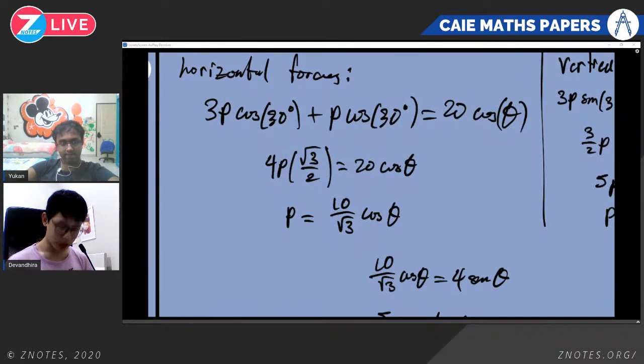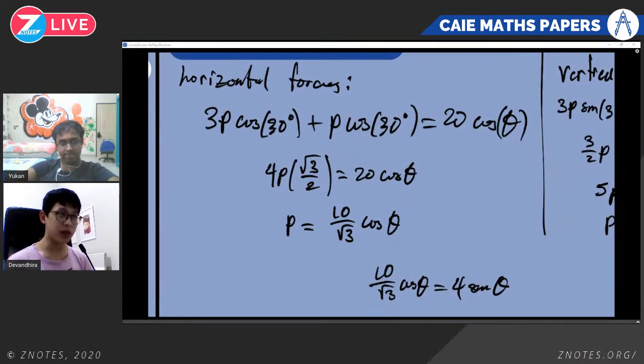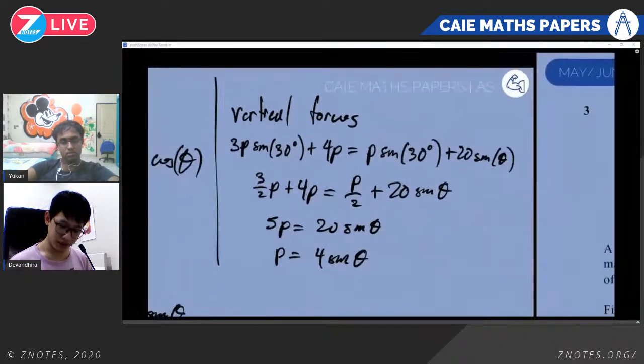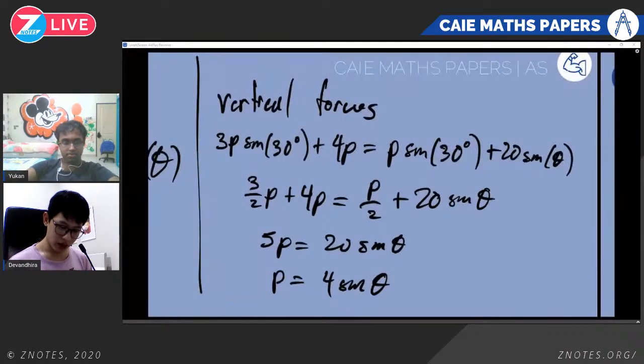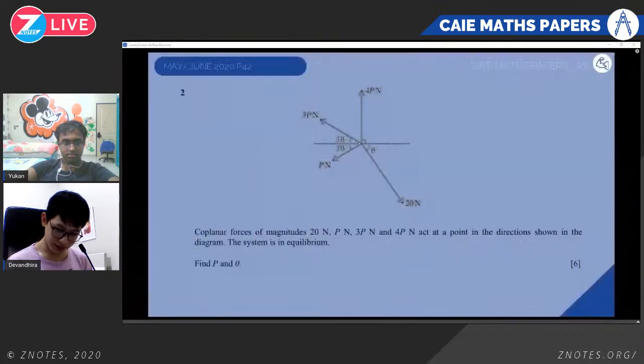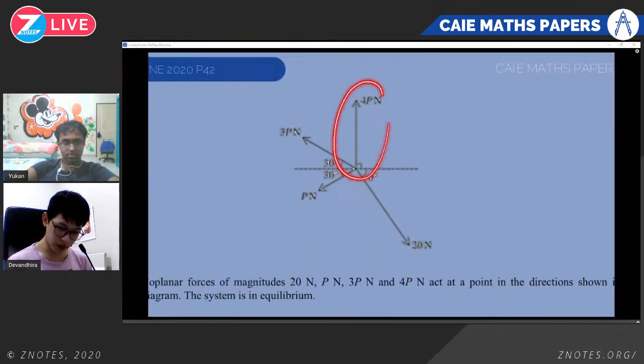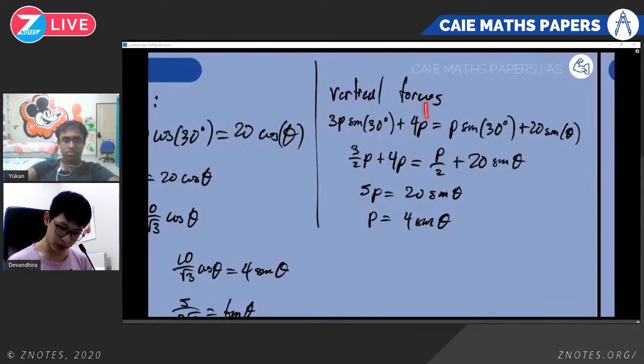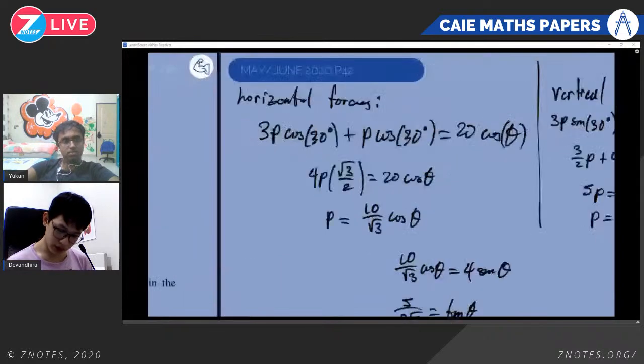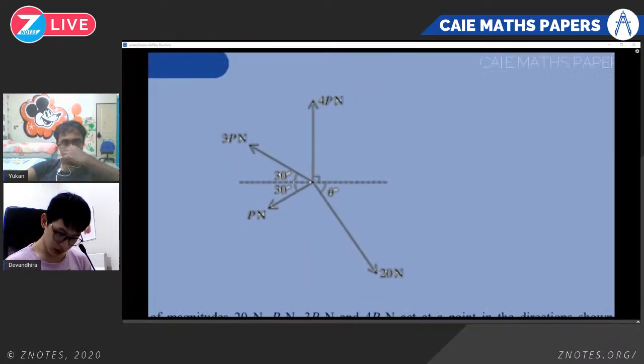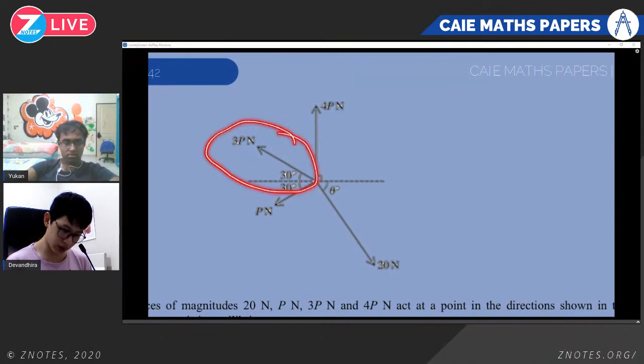I think when I first did this, I tried to make p the subject. Maybe it'll help. I didn't really know at that time. So I made p the subject here. Right. We have our first equation. Now let's go for the vertical forces. So right here, I've written the vertical force here, 4p. 4p is right here. And 3p sine 30. It's right here. This is 3p sine 30.